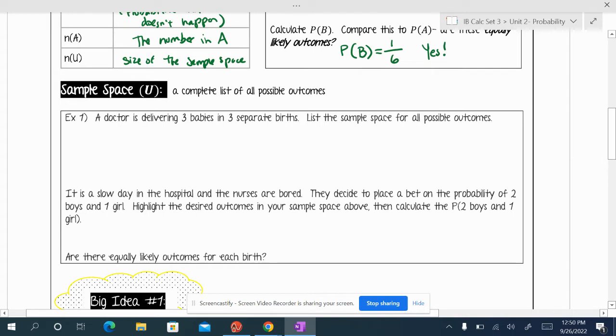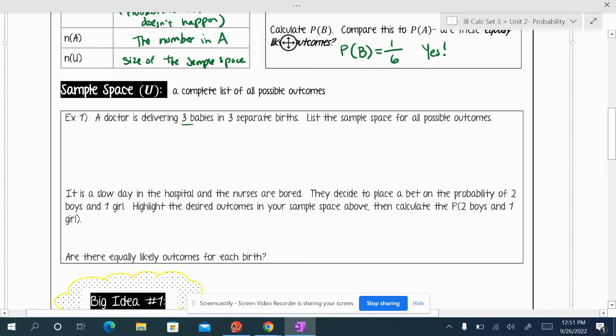Now let's talk about sample spaces. A sample space is a complete list of all possible outcomes. And if you're ever trying to write out a sample space in order to figure out a problem, try to have a systematic way of writing it out. You'll see here, in example 1, it says, a doctor is delivering 3 babies in 3 separate births. List the sample space for all possible outcomes.